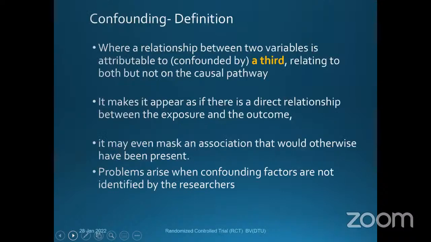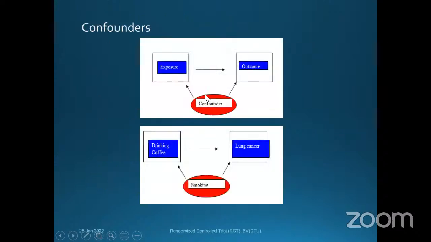Now, what is the other problem? There's confounder, where a relationship between two variables is attributable to a third one relating to both, but not on the causal pathway. It makes it appear as if there is a direct relationship between the exposure and outcome, an association that would otherwise not have been present. The problem arises when confounding factors are not identified by the researchers. Randomization only will prevent this. So exposure and outcome, the confounder is standing here.